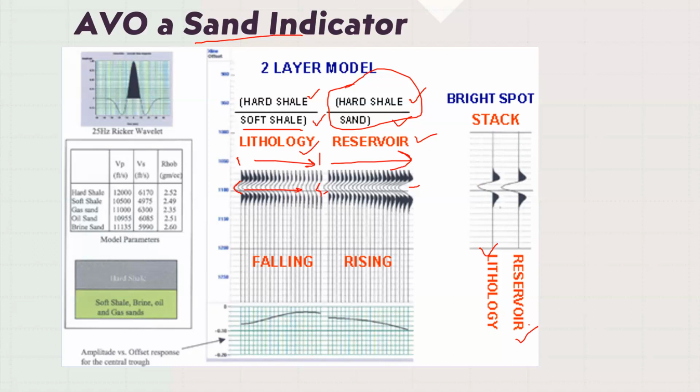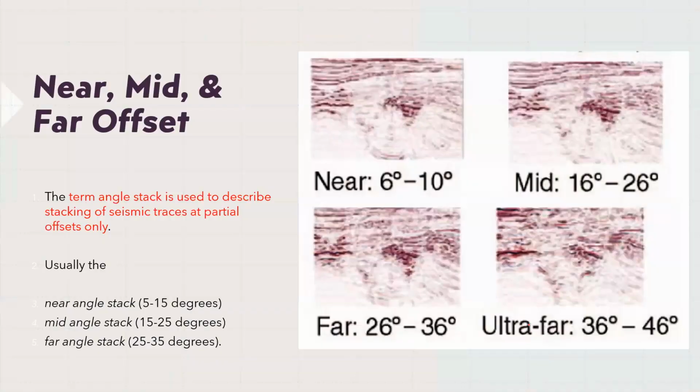That is also one of the beauties of AVO, which gives you an indication of the hydrocarbon reservoir. That is one of the objectives for which we use AVO analysis for prospect maturation. So this is an example.